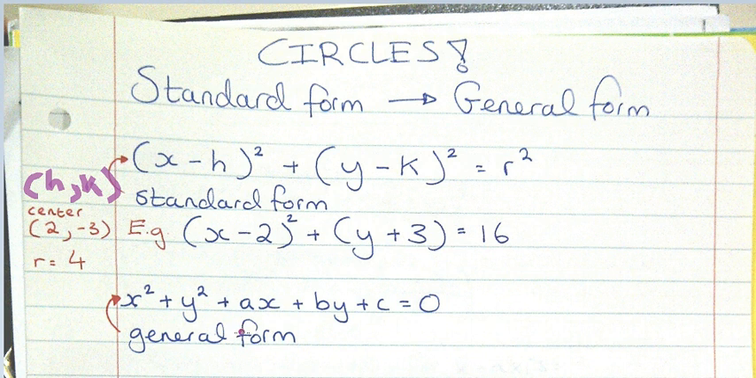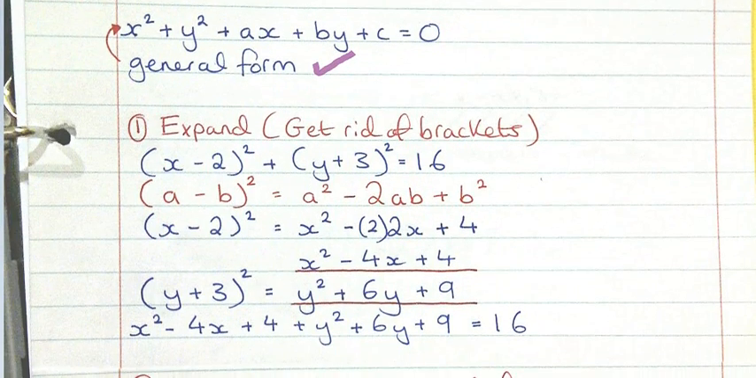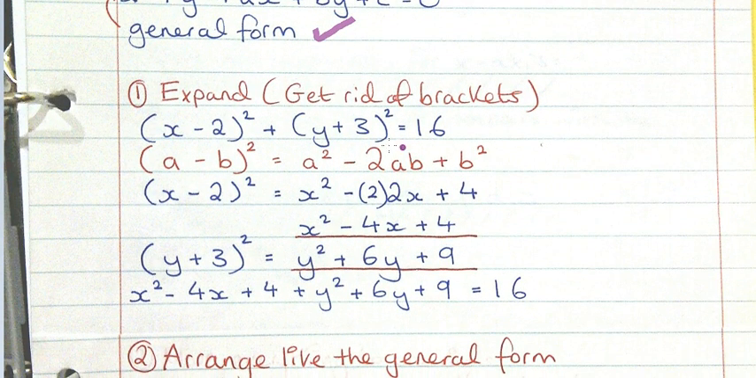Our general form equation, this is how it looks like. And if you take a good look at it, obviously there are no brackets like the standard form equation. So our first step to change a standard form equation into a general form equation is, it's pretty simple, to expand it, to get rid of the brackets. Okay? So if this is our equation right here, to get rid of the brackets, we're going to have to get rid of each one separately.